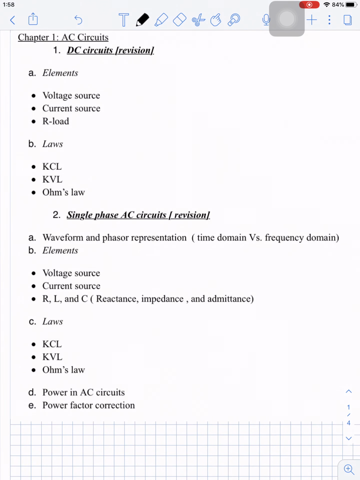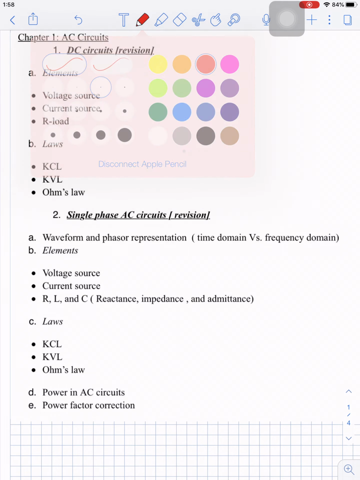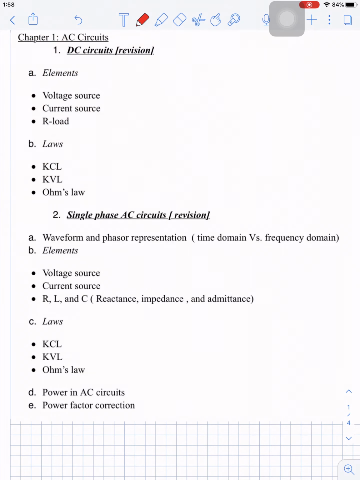Okay, so today we will continue with our revision so we can make sure that you have the needed background to proceed forward in this course and to make sure that all of the students are at the same level of knowledge before starting our new syllabus. Today we will continue with AC circuit revision.